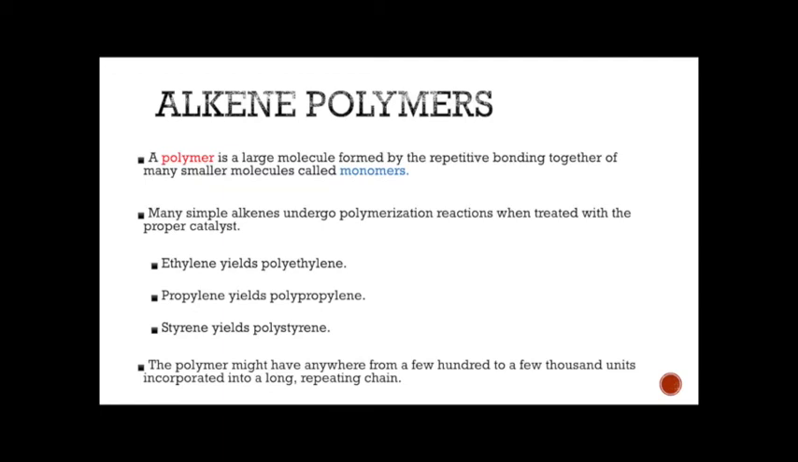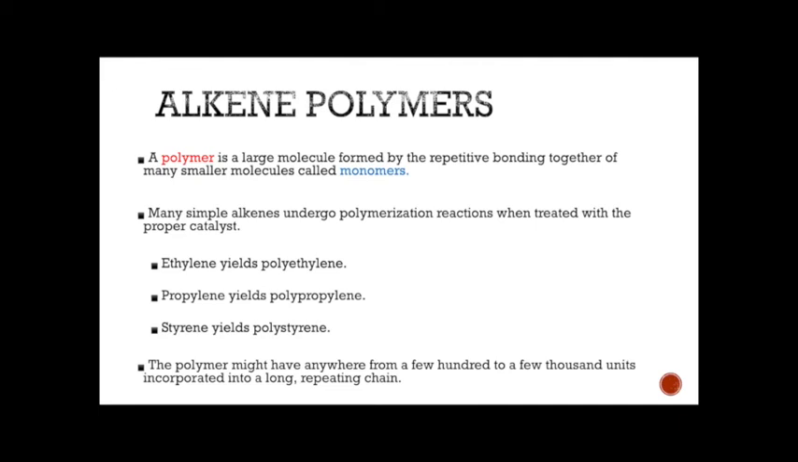So alkene polymers are formed when smaller molecules called monomers are repetitively bonded together to make large molecules. Specifically, we're looking at alkene polymers, but alkenes aren't the only ones that do this. Other things do this as well, but for this chapter, we're looking at alkene polymers. Many alkenes undergo polymerization when they are treated with a catalyst.